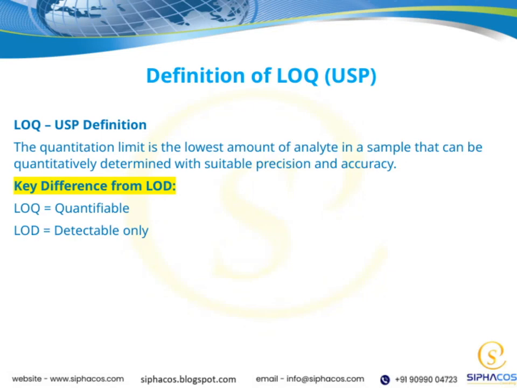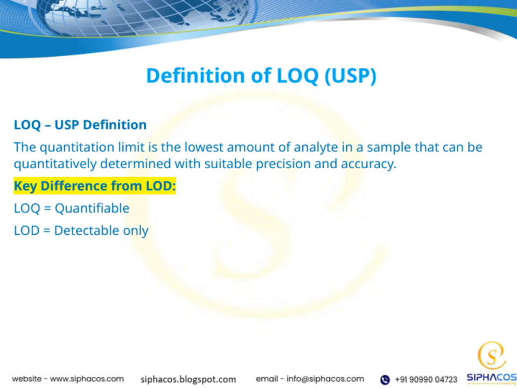Let's take a closer look at the definition of LOQ, or the limit of quantitation, according to USP. The LOQ refers to the lowest amount of an analyte in a sample that we can measure reliably, with suitable precision and accuracy. In other words, it's the smallest quantity we can quantify confidently, without too much variability or error. It's important to understand how LOQ differs from LOD, or the limit of detection. While LOQ is about quantifying the analyte, the LOD is simply about detecting its presence. So, the LOD tells us if the analyte is there at all, even if we can't measure it precisely.